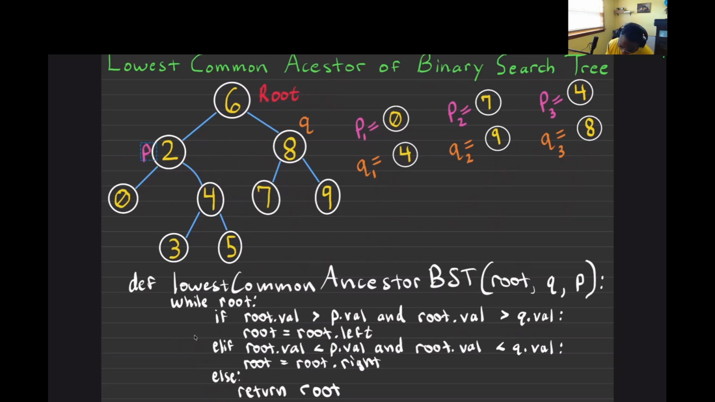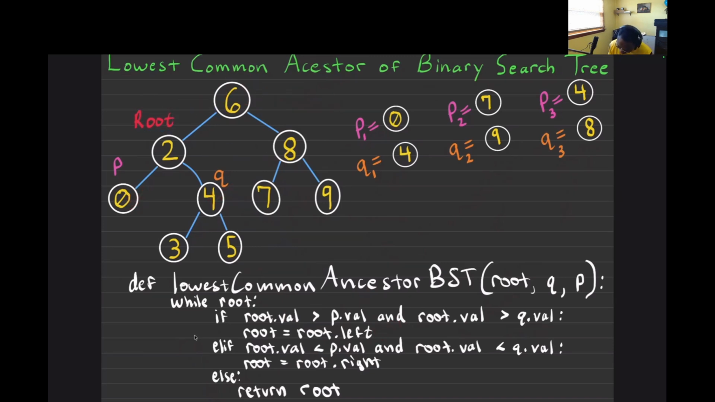So P is at node 0, Q is at node 4, okay? So while root, yes, there's a root right here. If root.value is greater than P.value, okay, and root.value is greater than Q.value, it is, right? 6 is greater than 0 and it's greater than 4. So root is equal to root.left, okay?